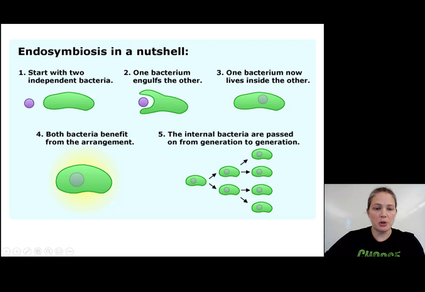Endosymbiosis in a nutshell. So it starts with an independent bacterium, two of them. One bacteria engulfs the other. One bacteria now lives inside the other. Both of them are benefiting. We'll see how in a second. They're passed on from generation to generation. Right at this point, they're reproducing separately, but eventually they become reliant on one another, and this inside cell can no longer exist as a cell on its own.